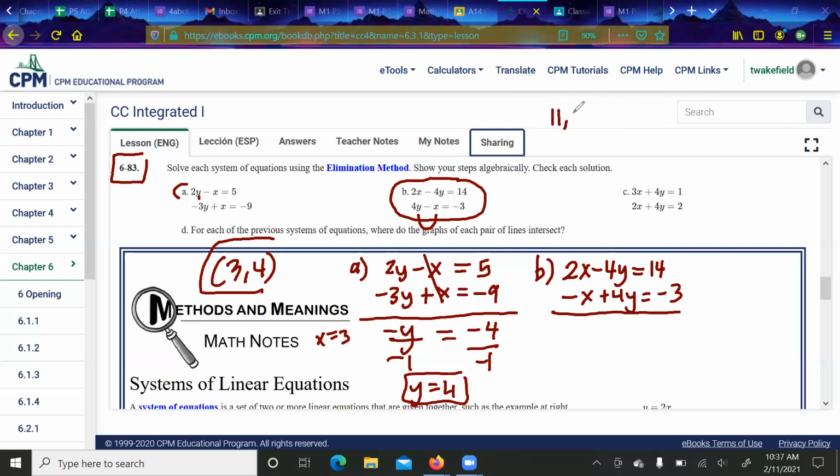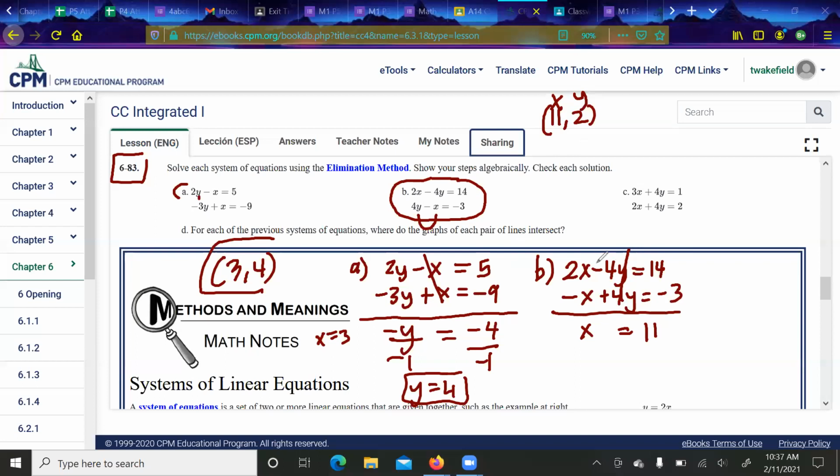Okay, so 3 people gave me an answer of 11, 2. So that means x is 11, y is 2. So the y's are going to cancel when you add these together, right? And we're going to get x equals 11. You guys are doing really well at this. I'm very pleased with how you're doing. So that's what we got, x is 11.